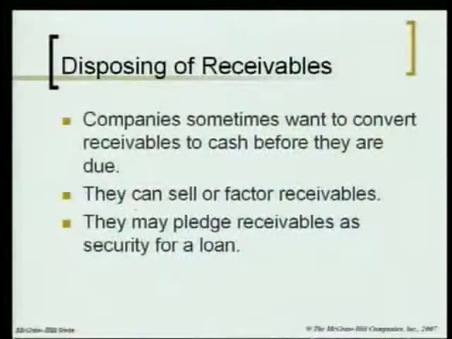Make sense? The other thing that this slide says that we can do is pledge receivables as security for a loan. Now, you know that when you get a loan, you have to have some collateral. You have to put up an asset, right? If you get a car loan, usually your car is the asset that is collateral for that loan. Now, a receivable, if it's a true receivable, one that's going to be honored, is an asset that we can pledge as collateral for a loan, just like an automobile.